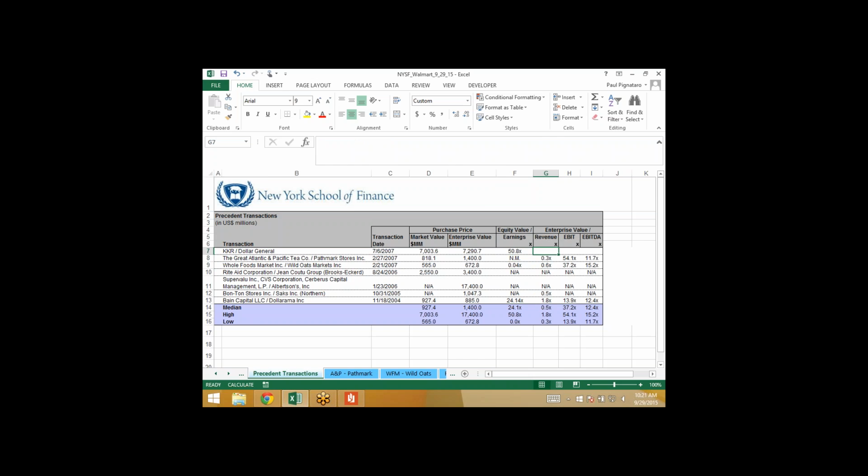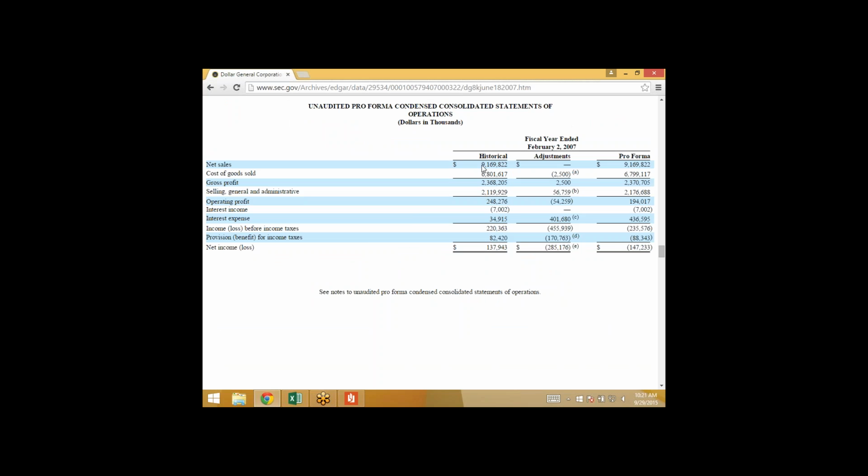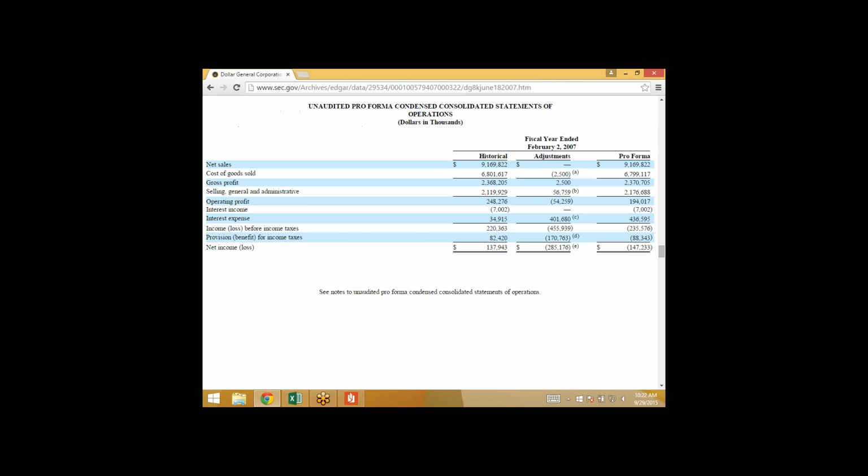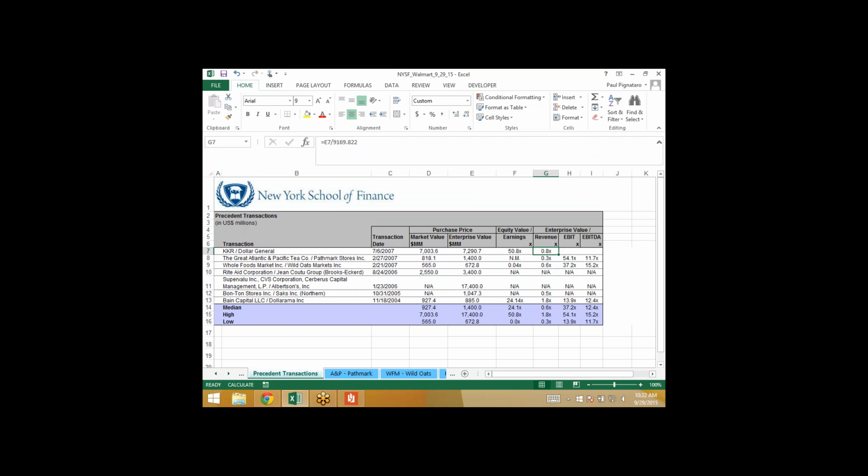Revenue, enterprise value to revenue. They have revenue up top: 9,169,822. So I'm going to take the enterprise value divided by 9,169.822. I'm rounding the decimals. I don't know if I mentioned that before. Enterprise value divided by 9,169.822, to be in equivalent units, millions.